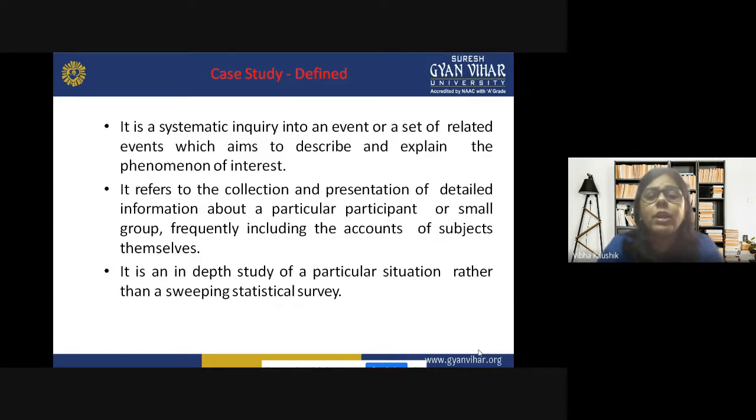When we are talking about the case study method, it refers to the collection and presentation of detailed information about a particular participant or small group, frequently including the accounts of the subjects themselves. It is an in-depth study of a particular situation, where we try to understand the situation in depth rather than using a statistical survey.